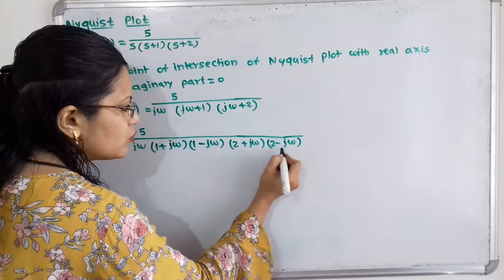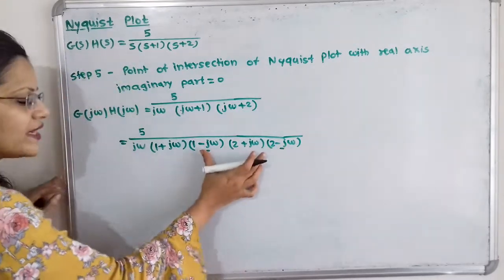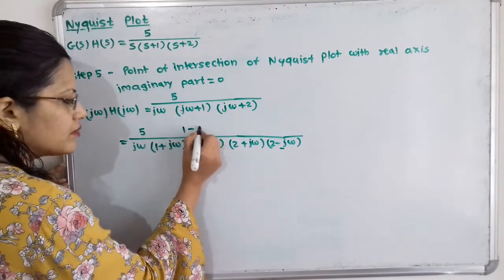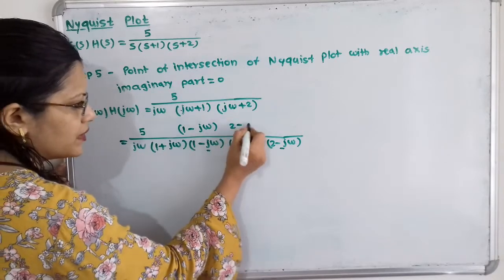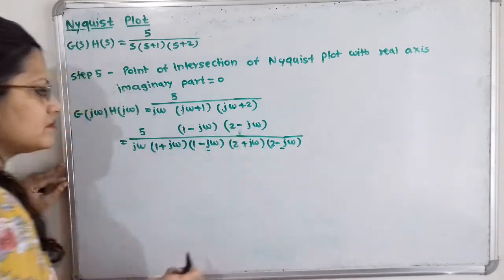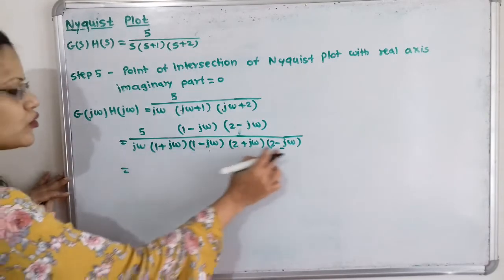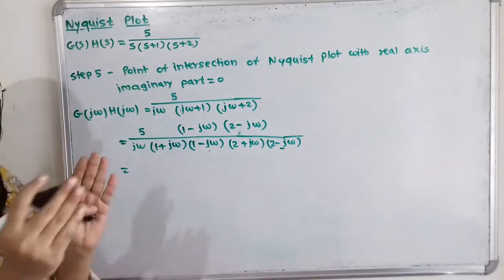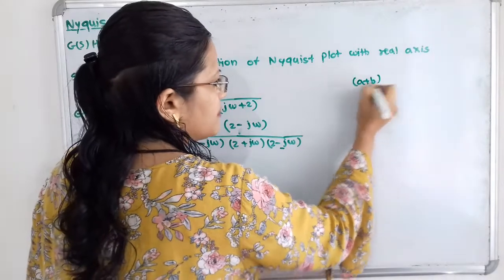So these are the two brackets that we have taken. So we have to take these brackets in the numerator also. 1 minus j omega, 2 minus j omega. Now what is the next step? So if we observe these two brackets, a plus b, a minus b. So a plus b, a minus b, that means a square minus b square.